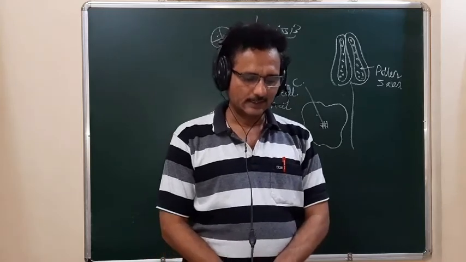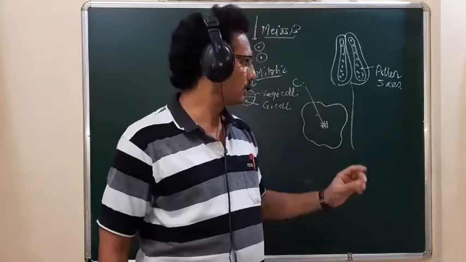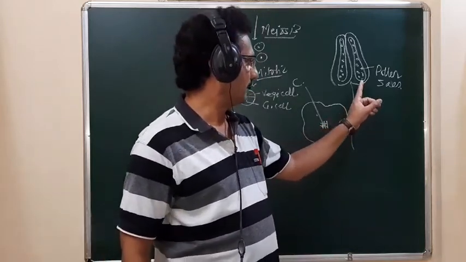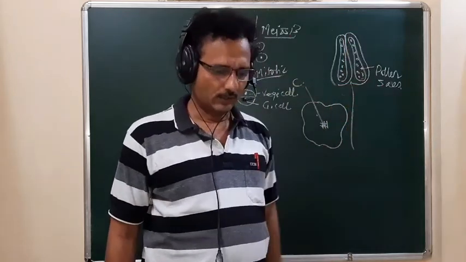What is the correct answer? In the anther, the pollen sacs are elongated, meaning they are placed from the base of the anther lobe toward the apex of the anther lobe. In that sense, they are elongated.